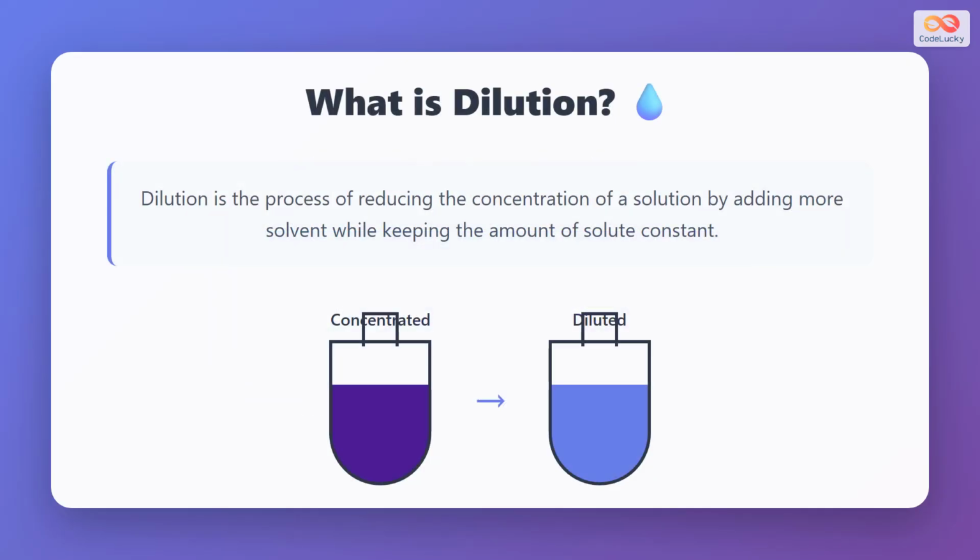Let's start with the basics. What exactly is dilution? Dilution is the process of reducing the concentration of a solution by adding more solvent while keeping the amount of solute constant. Think of it this way: if you have a strong cup of juice concentrate and you add water to it, you're diluting it. The juice particles are still there, but they're now spread out in more liquid, making the solution less concentrated. The key point to remember is that when you dilute a solution, you're only adding the solvent, usually water. The actual dissolved substance, the solute, doesn't change in amount.